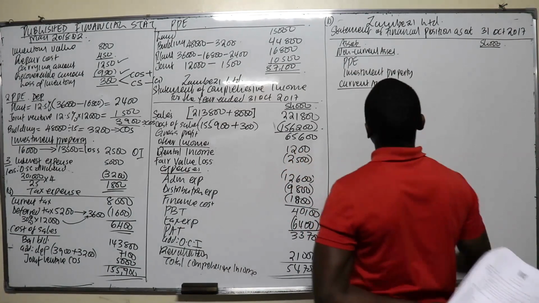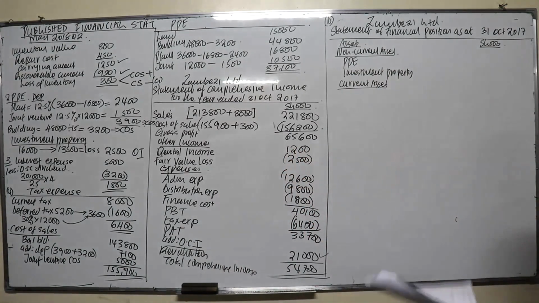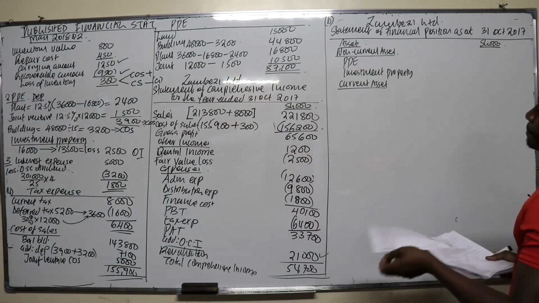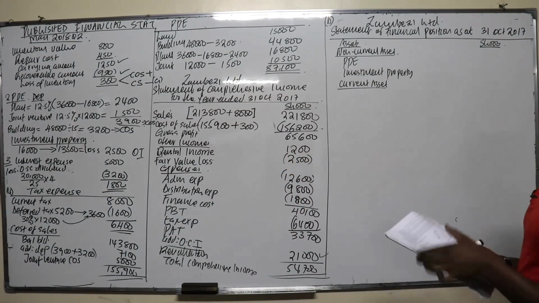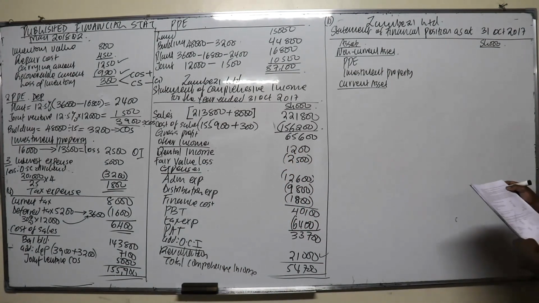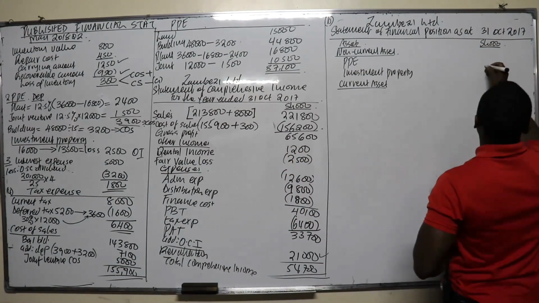So how much is the investment property? Give me the value of investment property. We have? So 13,500. Then under current assets, we have inventory. We have trade receivables.